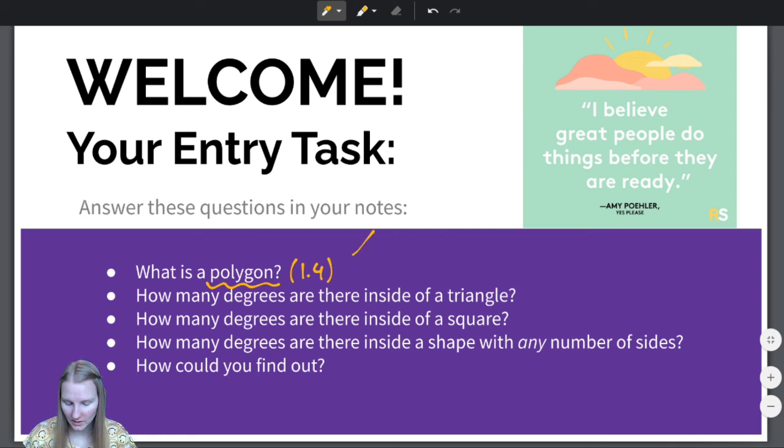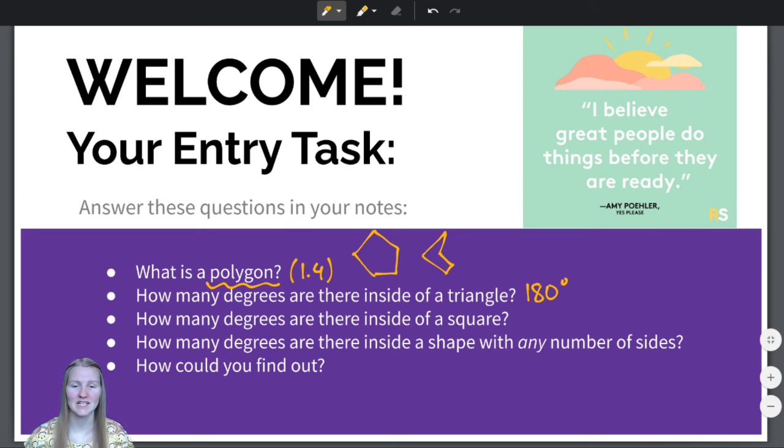So hopefully you remembered to say that a polygon is an n-sided figure, needs to be more than two sides. Sides are straight, and we can either have convex or concave polygons. Hopefully you remembered something like that. If you want more information about concave and convex polygons, you can check out that video in section 1.4. How many degrees are there inside of a triangle? Hopefully, you remember that there are 180 degrees inside of a triangle. We learned that in section 5.1.